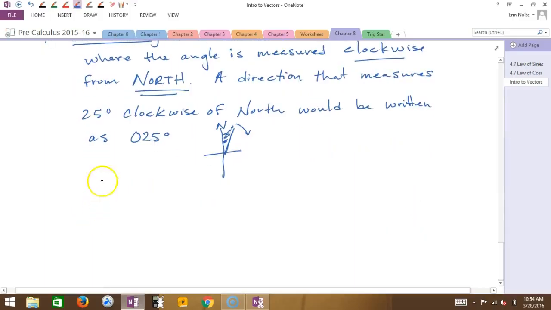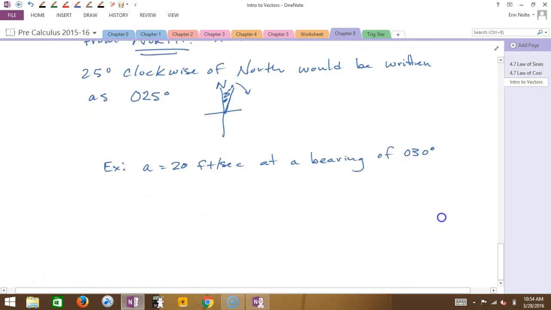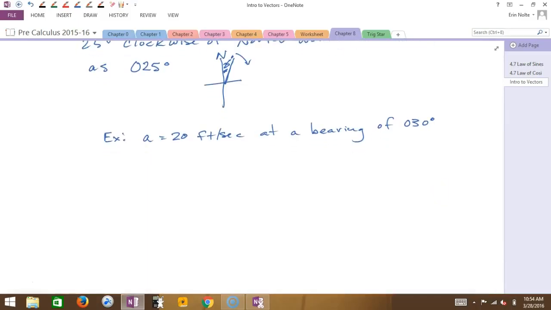Things that they're going to do for this is they'll say draw the vector, and they'll say A is equal to 20 feet per second at a bearing of 030 degrees. If I was going to draw that one, I draw my little compass. I have north. What direction am I going to go? 30 degrees to the right. Perfect. So I would say this angle is 30 degrees.